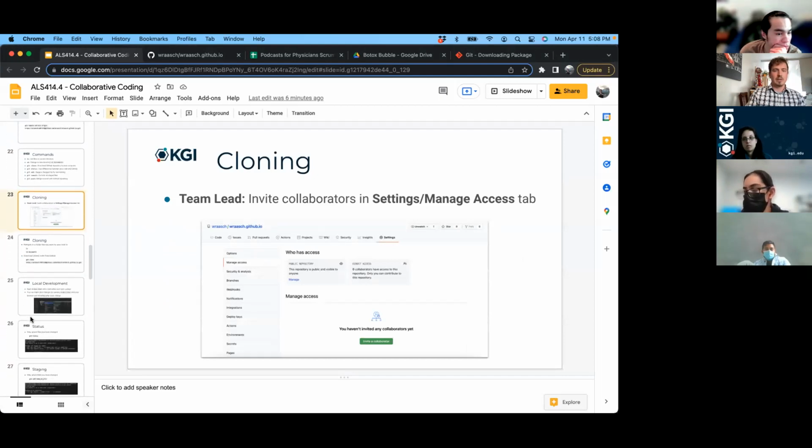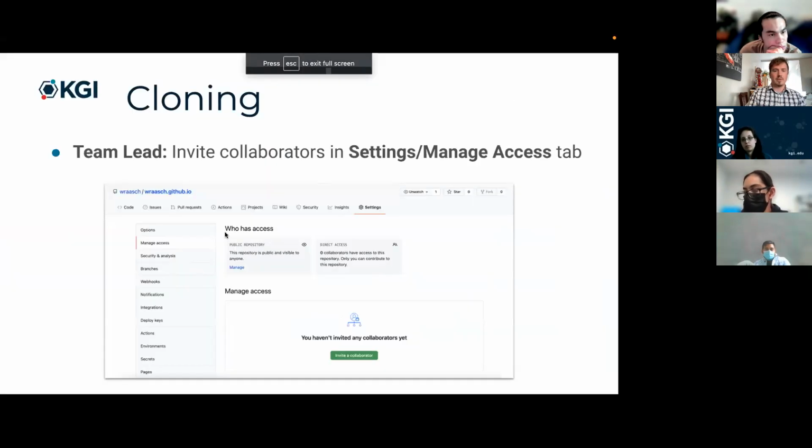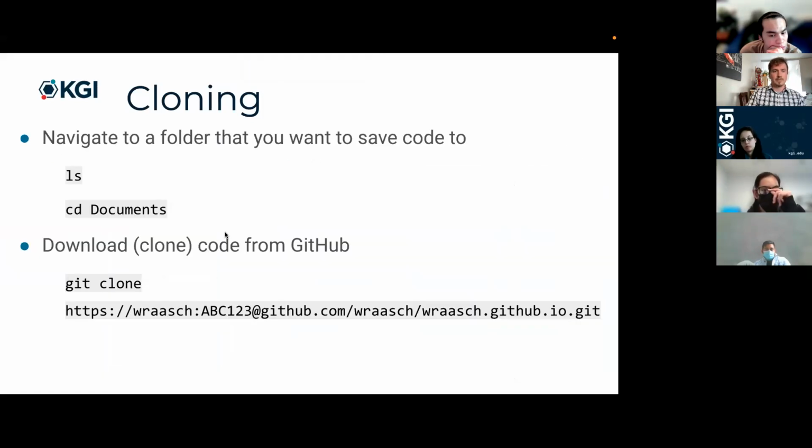So for cloning, the team lead will invite collaborators to the project. We've done that, hopefully, or if we haven't, we'll do that after class. Then here's what I was talking about: navigate to the folder that you want to save your code to. In my case, I like to save to documents, maybe you prefer desktop, something like that. That's up to you. And then clone the code from GitHub. And so that's here. Okay.